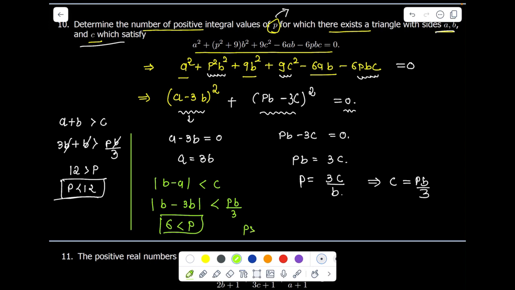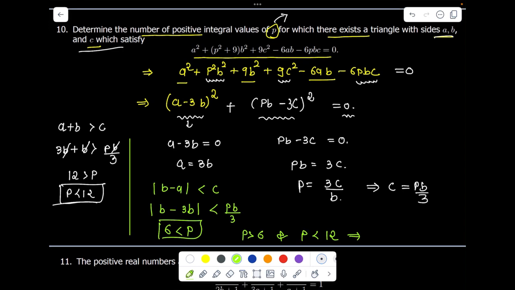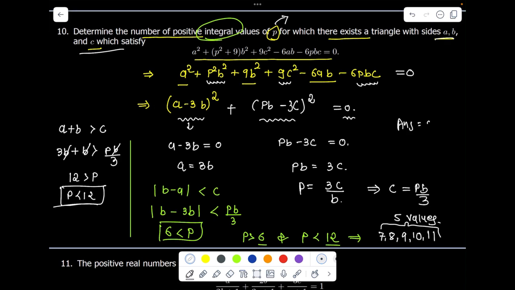So when P is greater than 6 and P is less than 12, how many integral values are there? We need to find integral values. What I mean by integral? Integer values. So which is greater than 6 and less than 12. So they are 7, 8, 9, 10 and 11. So how many values are there? So there are a total of 5 values. So the answer is 5.